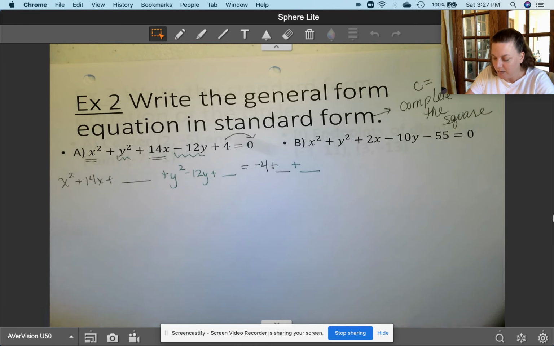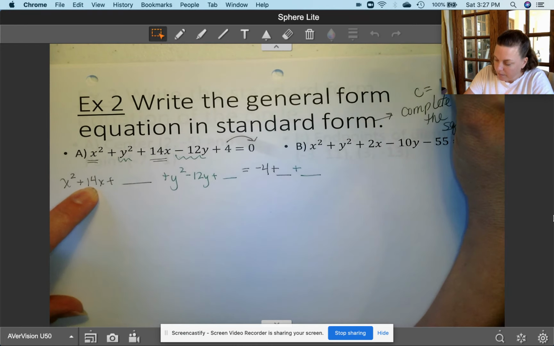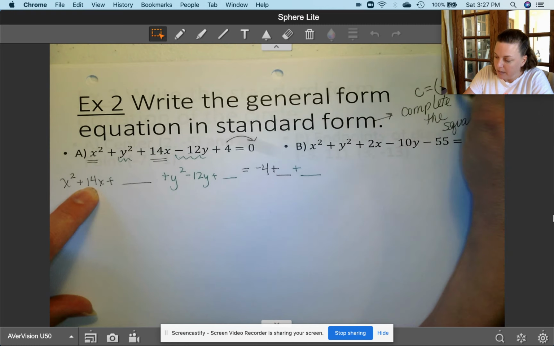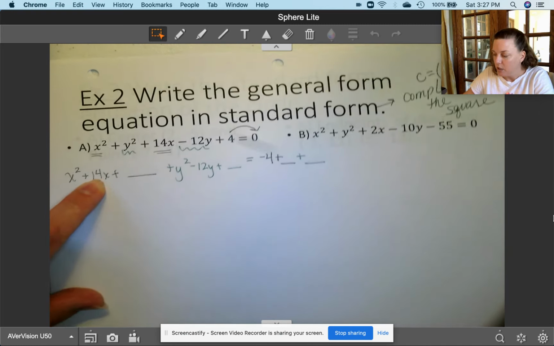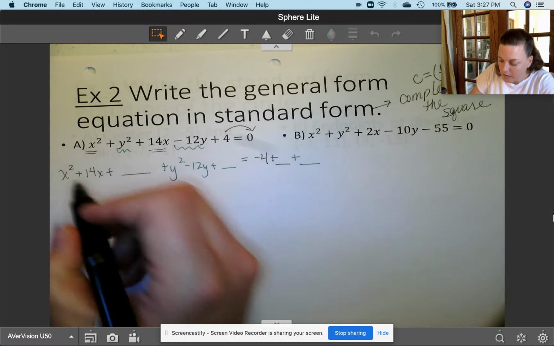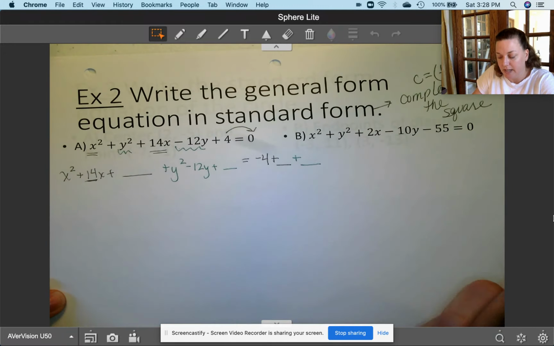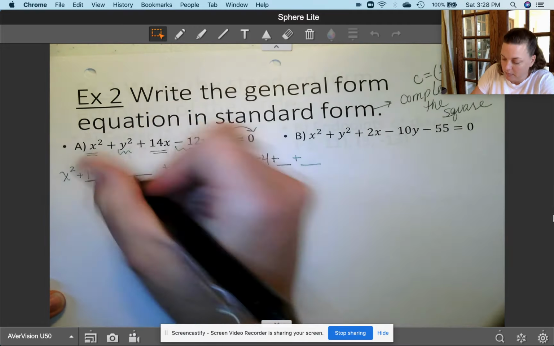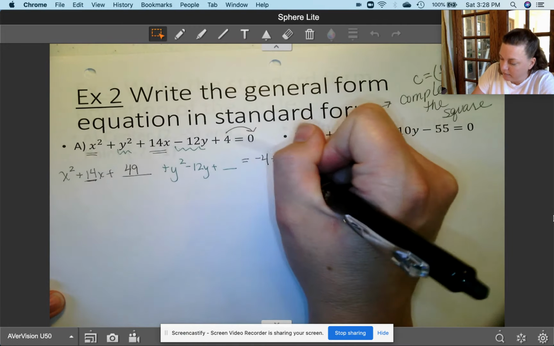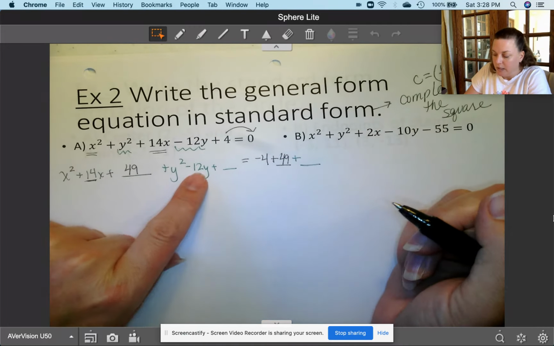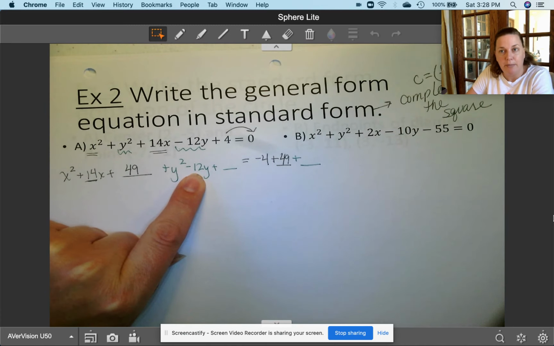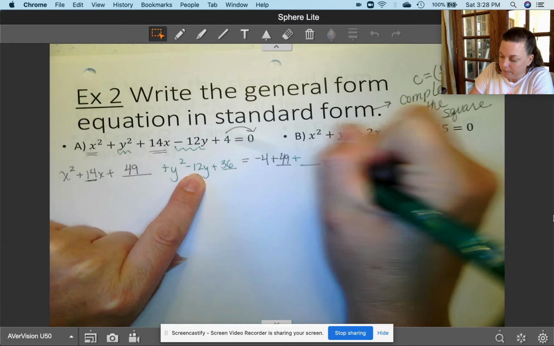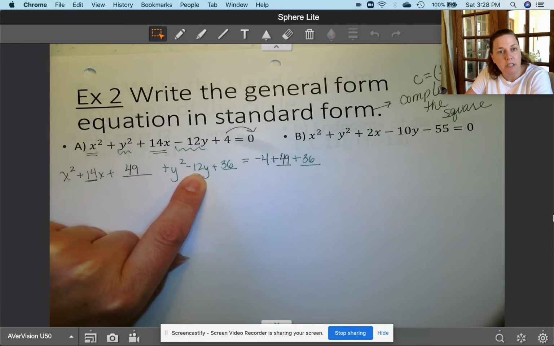That C value is whatever this B is divided by 2, squared. In this first one here, I'm going to take this 14 and divide it by 2. That gives me 7. Square it, we get 49. We're going to take this negative 12, divide it by 2. That's negative 6, and we square that. We get 36. We add 36 to both sides.